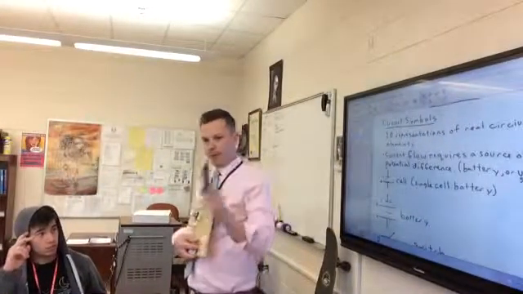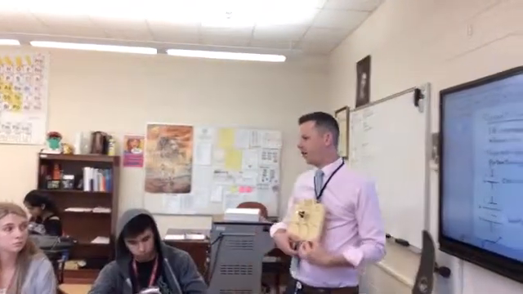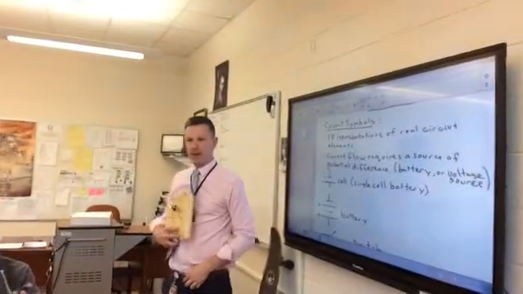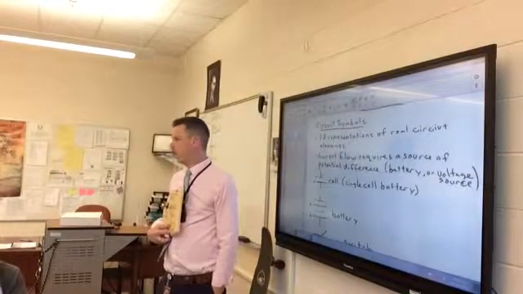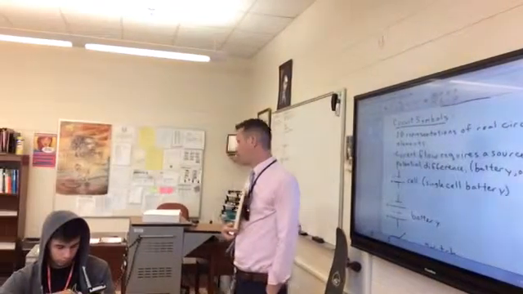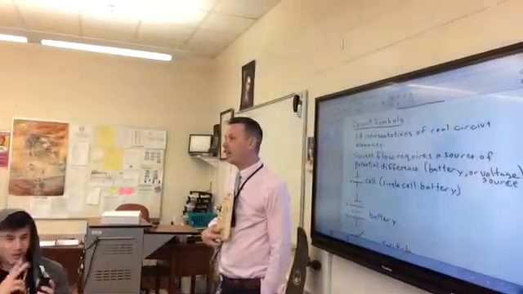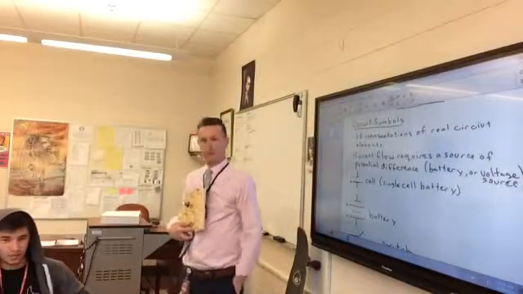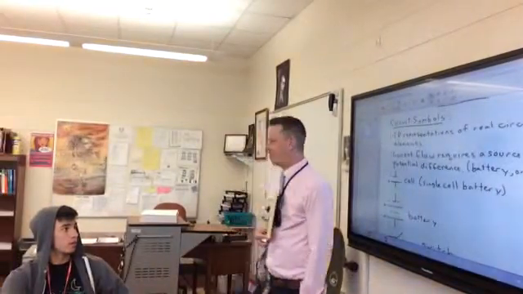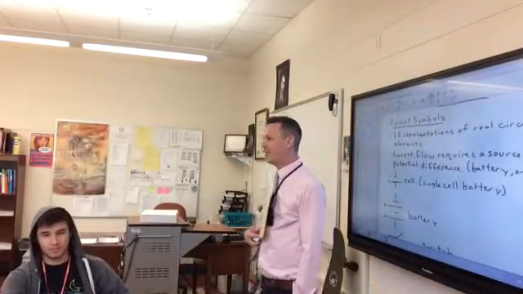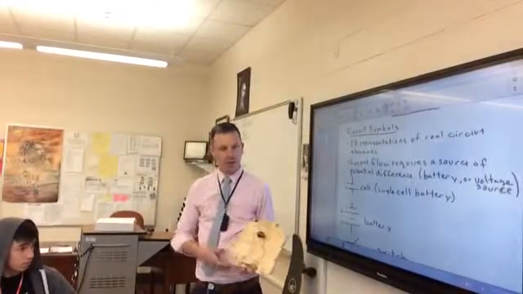It has 4. Does anybody know how much voltage is supplied by each one of those batteries? So a AAA battery is 1.5 volts. A AA battery is 1.5 volts. A C battery is 1.5 volts. A D battery is 1.5 volts. So they all supply 1.5 volts.